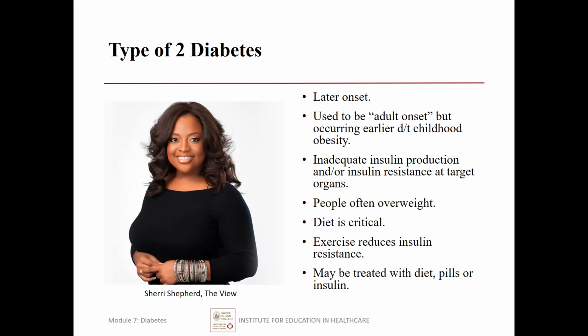Type 2 diabetics are often overweight or obese, and diet is a critical management of type 2 diabetes and of prevention, actually. Exercise is also really important because it helps to reduce insulin resistance in the organs. And type 2 diabetes may be treated with a very strict diet, or somebody may have to take either pills to lower their blood sugar or to control their blood sugar, or else insulin injections, depending on how severe their diabetes is and also how their body responds to medication.